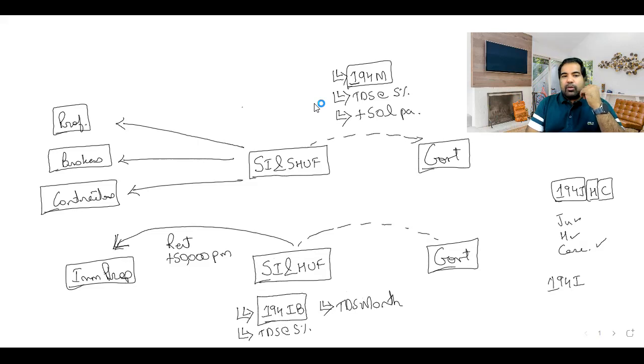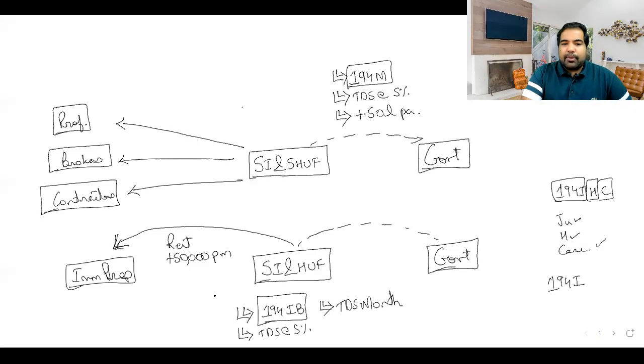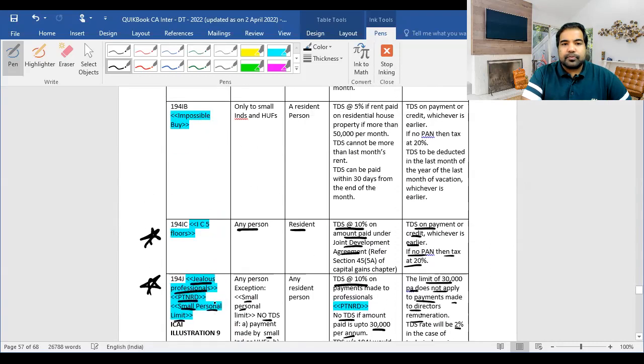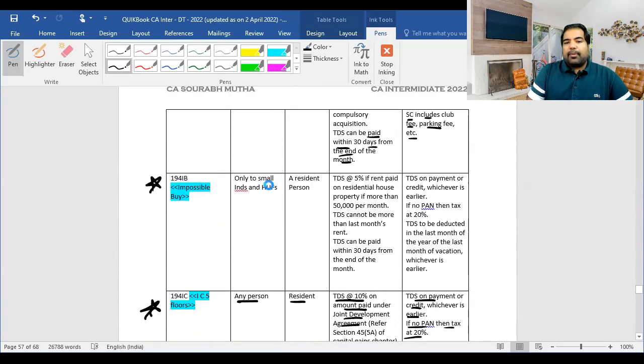Let's have a look at that also. These two sections are only applicable to small individuals and small HUFs. 194IB is here. Only applicable to small individuals, small HUFs. A resident person, TDS at the rate of 5% if the rent paid is more than 50,000 per month. TDS cannot be more than the last month's rent. TDS can be paid within 30 days from the end of the month.